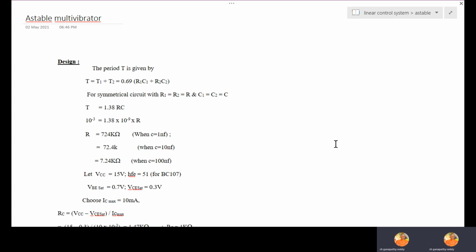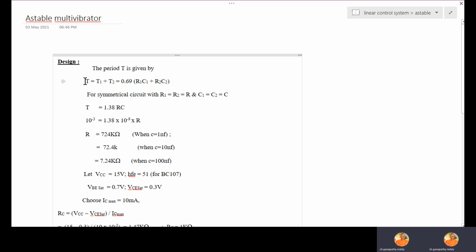Bistable is two stable, monostable is one quasi-stable. Astable means two quasi-stable, means two unstable. So continuously the transistors will be switching from on to off to on. This process will continue forever. Hence, it generates a square wave. So we are designing a symmetrical square wave.